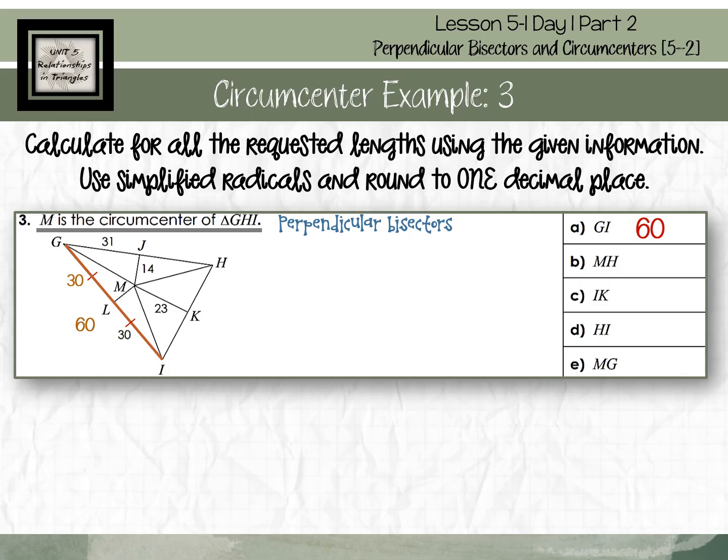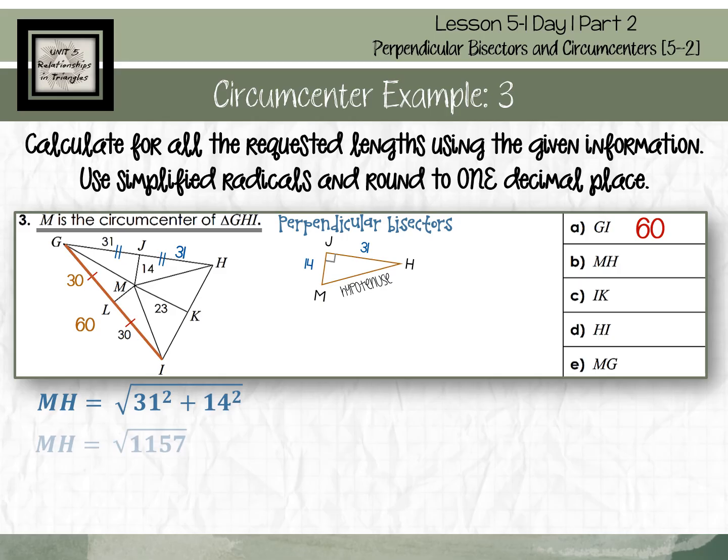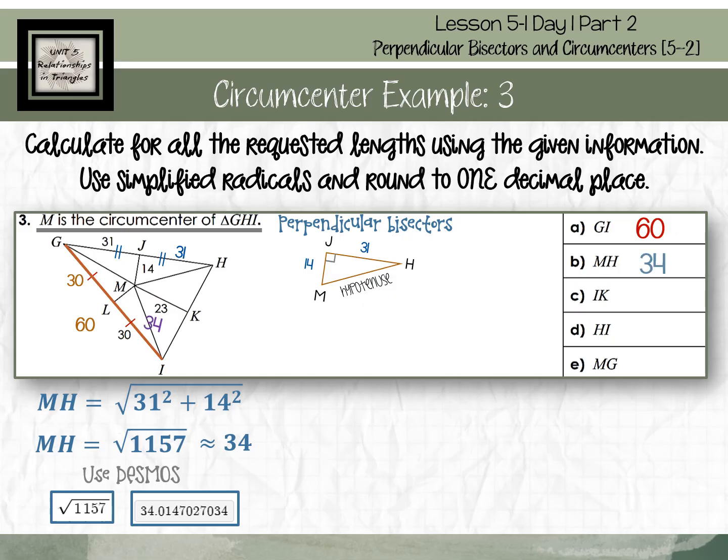Length of segment GJ is 31, and those are the same. So length of segment JH is 31. Now we have two of the three sides of that right triangle that has MH as the hypotenuse. So we can find the length of segment MH by doing the square root of 31 squared plus 14 squared. Put it into Desmos, and we get about 34 for MH. So if MH is 34, then length of segment MG is 34, and length of segment MI is 34.